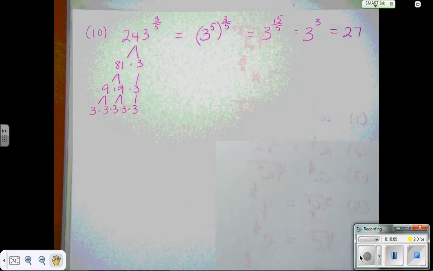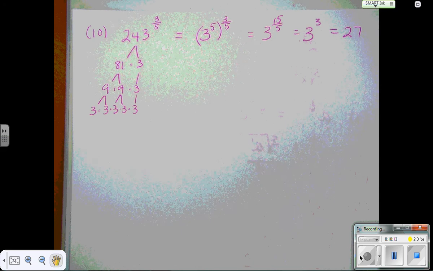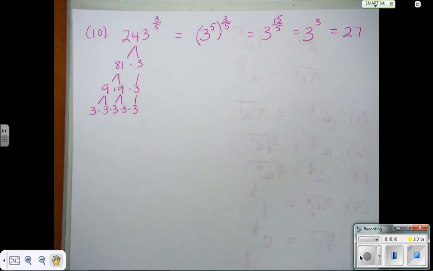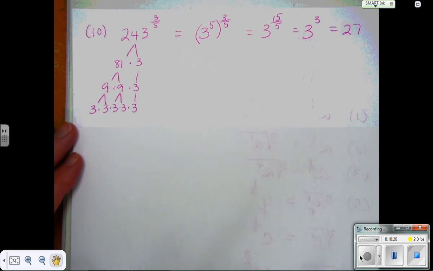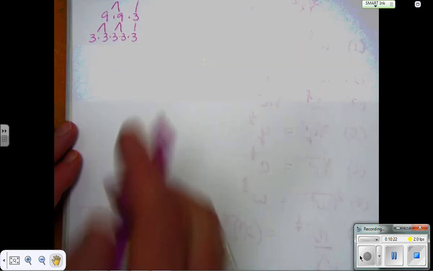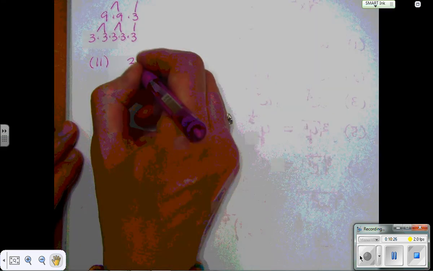Okay, so if you're having any trouble or you have questions, make sure and write down your questions so we can go over this. Let's do one more and we'll take a break and come back and work some of the bottom problems. Let's look at number 11. Number 11 is 32 to the 2/5 power.